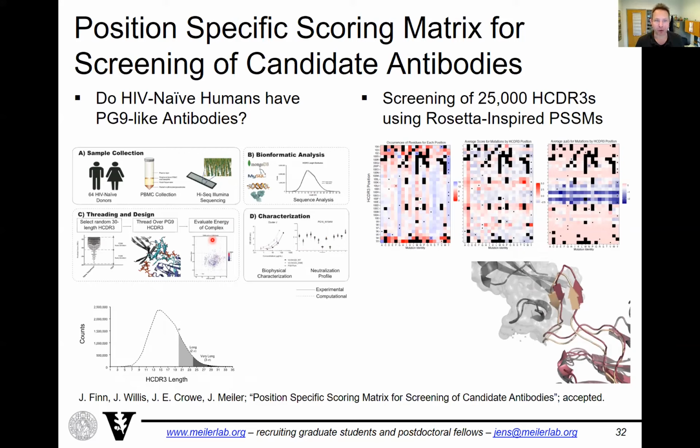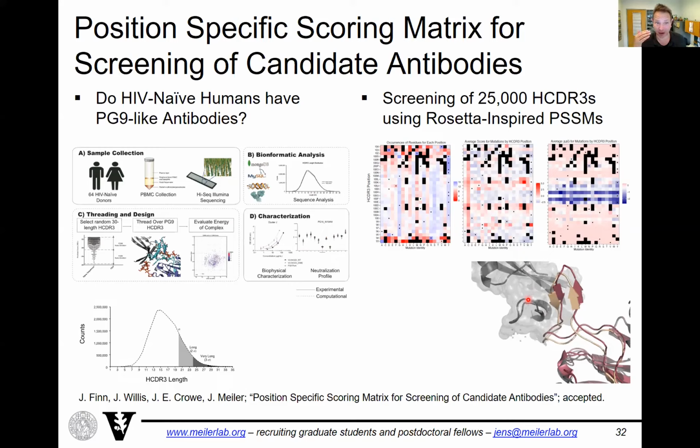And we then used Rosetta to screen through these 25 million and find the ones that are very long, because we need, you remember this HCDR3 loop was really, really long in PG9, in this antibody we're interested in. We found 25,000 antibodies that had that length, so 0.1%. And then we asked, would any of these 25,000 antibodies want to adopt this structure and have a high affinity to the HIV protein? We don't expect that any of those antibodies are going to do that, right? Because these people have not been infected with HIV.